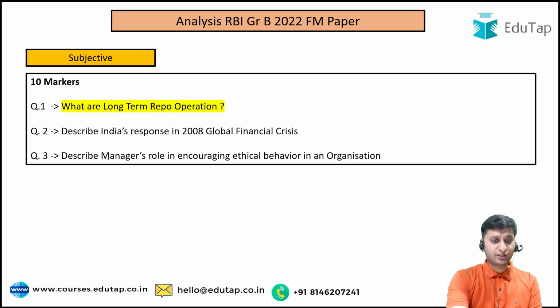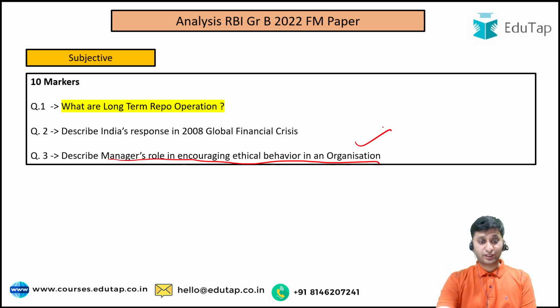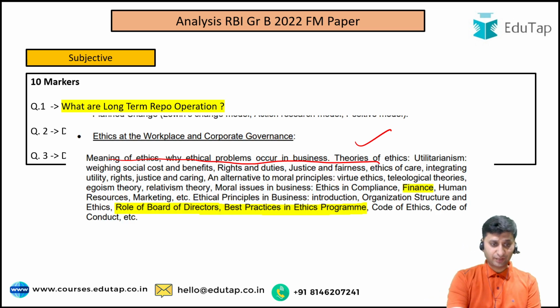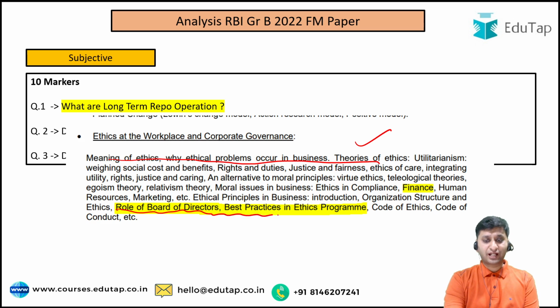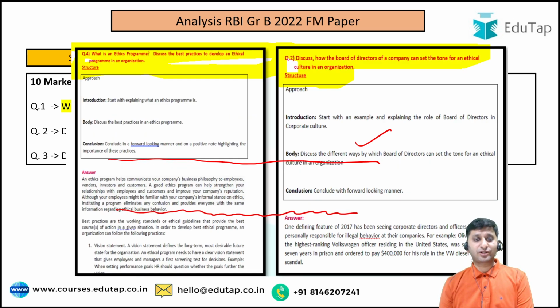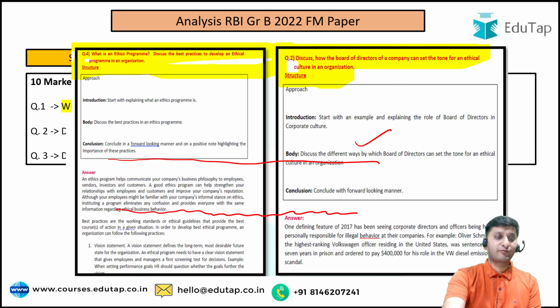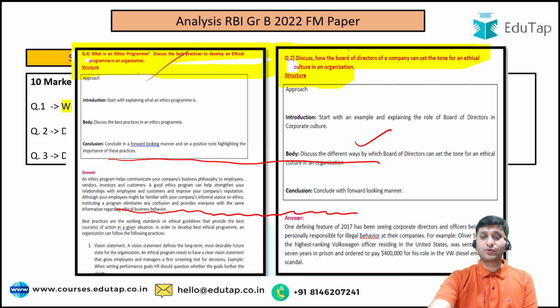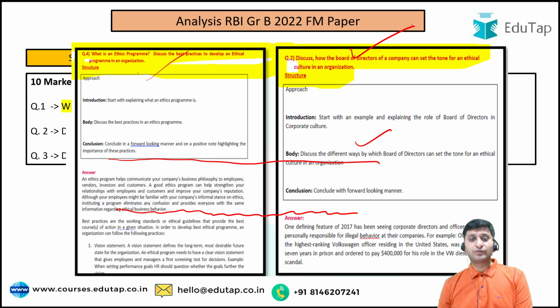Then the next question, managers' role in encouraging ethical behavior in the organization. Now this is again directly from your syllabus tag. If you see this syllabus tag, role of board of directors and best practices in the ethics program, using this information, you could have easily written, जो board of directors का role है, almost on the same lines you could have tweaked that this is the role of manager in encouraging ethical practices in the organization. This was covered in fact even in your model question and answers: discuss the best practices to develop ethical program in an organization, or discuss how the board of directors of the company can set the tone for ethical culture in the organization. So if you would have read these two model question and answers, you could have easily attempted it.